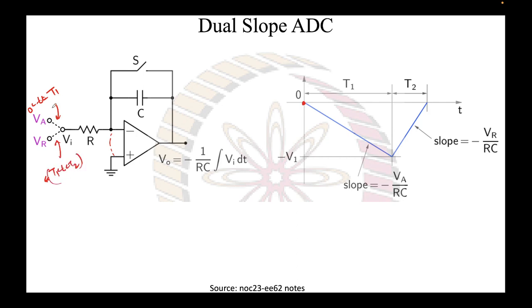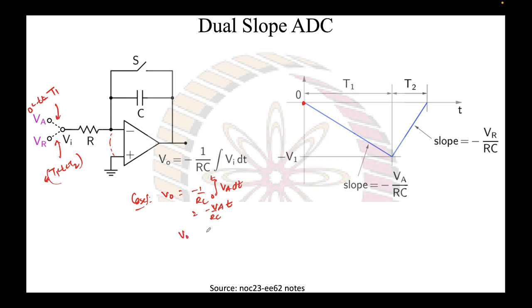So let's first consider when the switch is here. VI is nothing but VA. Case 1: V0 will turn out to be minus 1 by RC, integral of VA dt. We are assuming VA to be a positive quantity and constant, so it will turn out to be minus VA by RC times t, from an initial value of 0. This is how it will look, with a negative slope. We assume it runs up to time t1. We'll see later how we obtain this time.